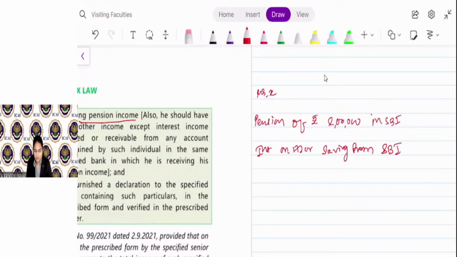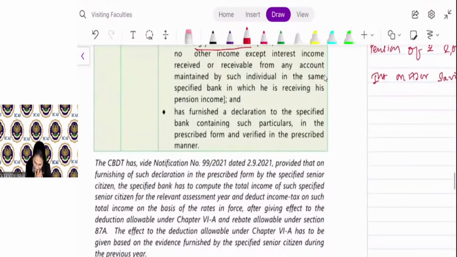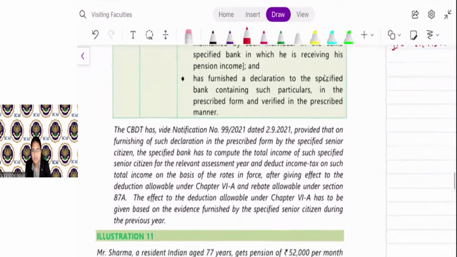Okay. So the conditions are: he is of the age of 75 years or more, he is having pension income, and his other income is interest income from the same bank in which the pension is credited. And here, as a bank, you have to consider the deduction allowable under Chapter 6A. So for that deduction, you have to obtain evidence from the specified senior citizen for claiming deduction under Chapter 6A.